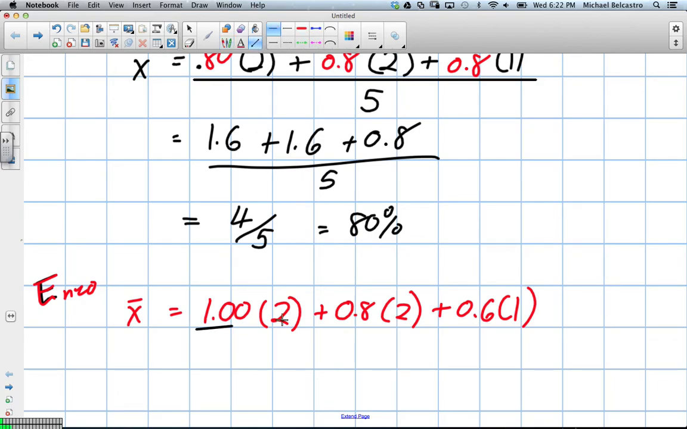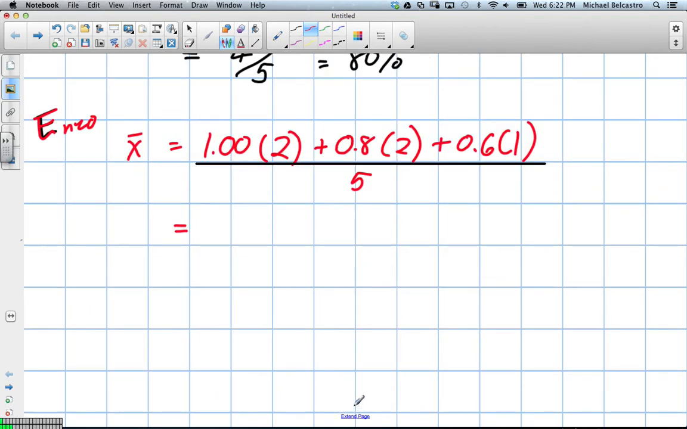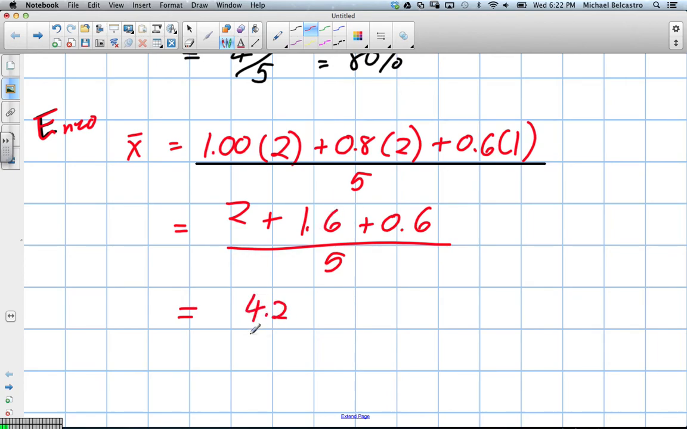All of this is going to be out of what again? That's right, it's all going to be out of 5. Okay, so as an actual score here, this guy got 2 plus 1.6 plus 0.6 divided by 5. Okay, that gives us 4.2. That's it. 4.2 out of 5, which is actually, as a percentage, times that by 20, 84. So Enzo's score with that weighted average was actually an 84.